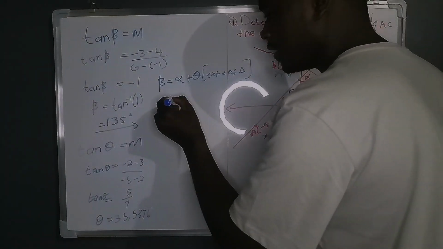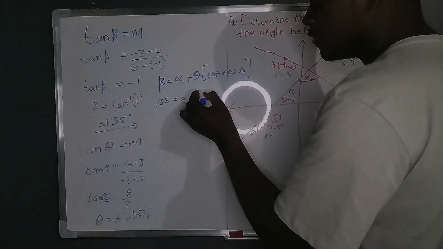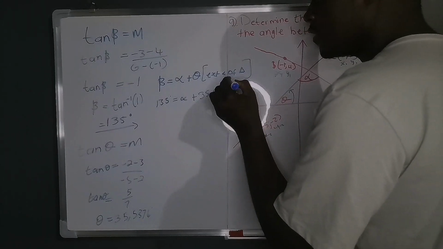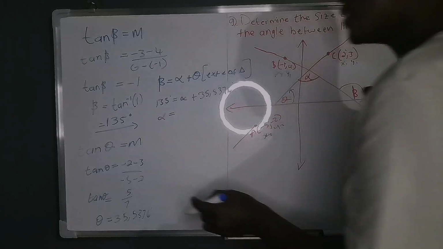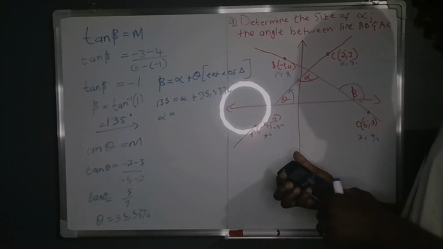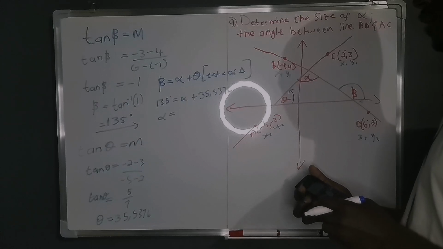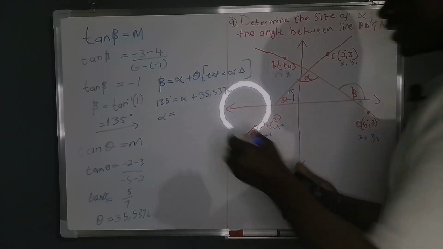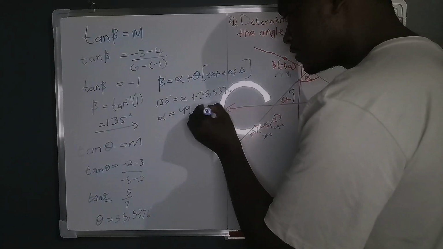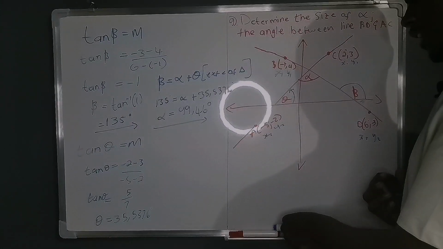What is my alpha? It is unknown. What is my theta? It is 35.5376 degrees. Therefore, my alpha is, I'm going to transpose this 35 to the left hand side, or I can say 135 minus 35.5376. Then my answer is 99.46 degrees. Then I'm done with finding theta. That's how you find theta, guys.